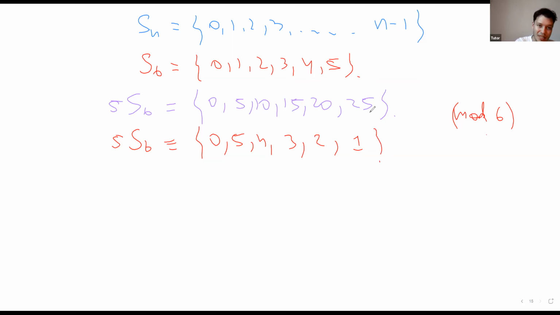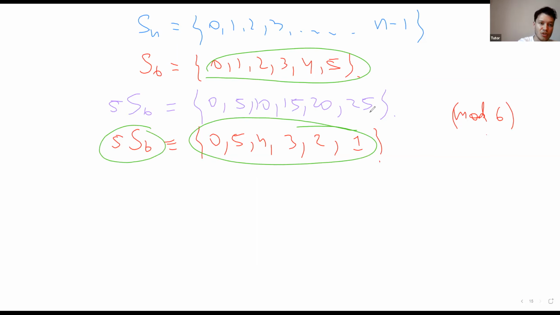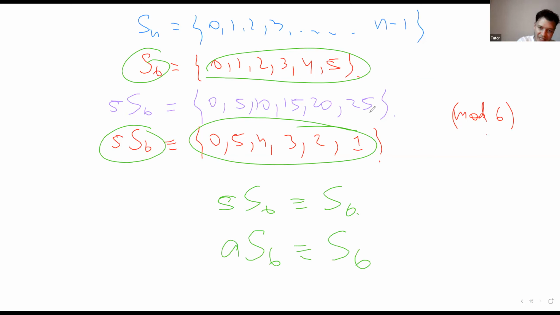This is interesting. Turns out that these remainders here and these remainders here are the exact same remainders. So the set 5 times S6 is congruent with the set S6. This raises the question, is this always the case? If I multiply a by S6, is this always going to give me the set S6? Yes or no?